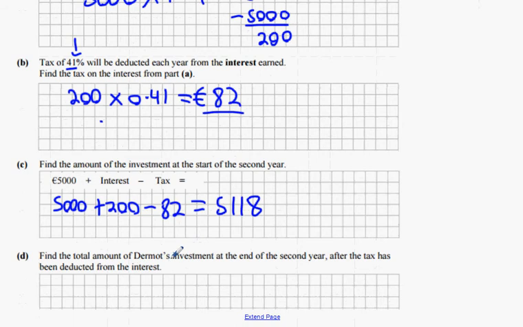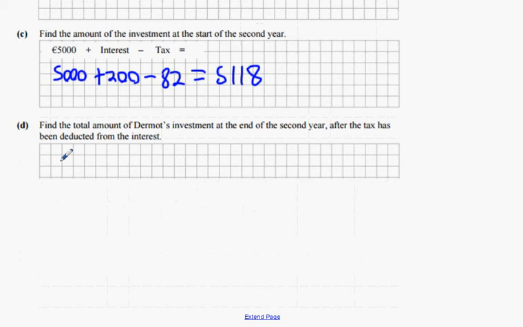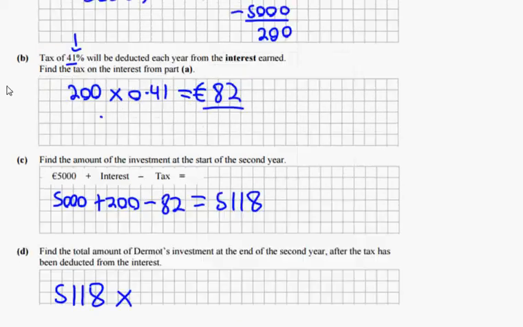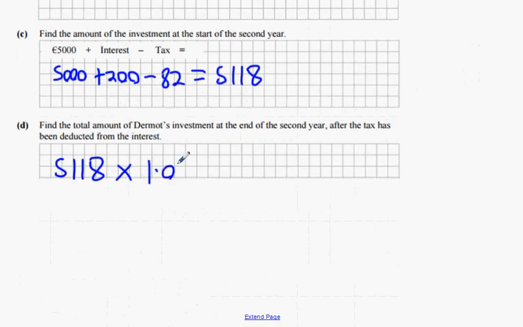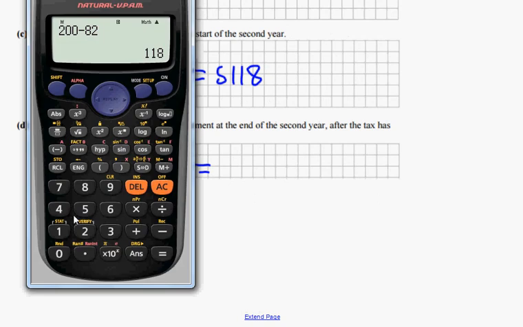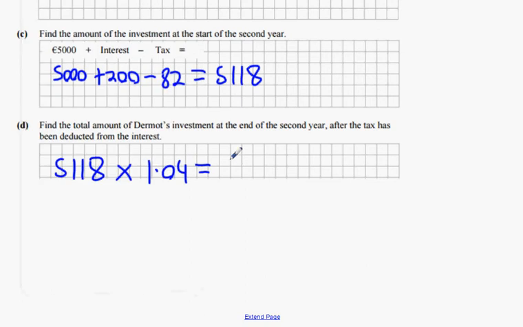Find the total amount of investment at the end of the second year after the tax has been deducted from the interest. So at the start of the second year, we had 5,118. We then increase it by, remember, 4% for the second year. So increase it by 4%, and what we get is 5,118 multiplied by 1.04. And what we get is 5,322.72.